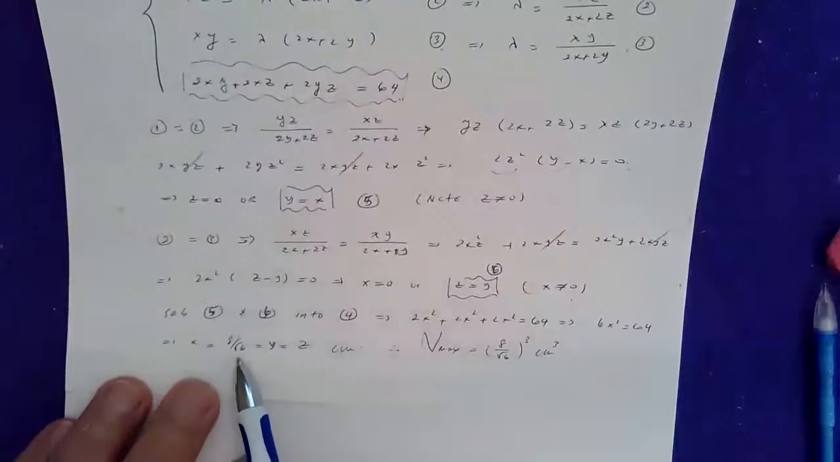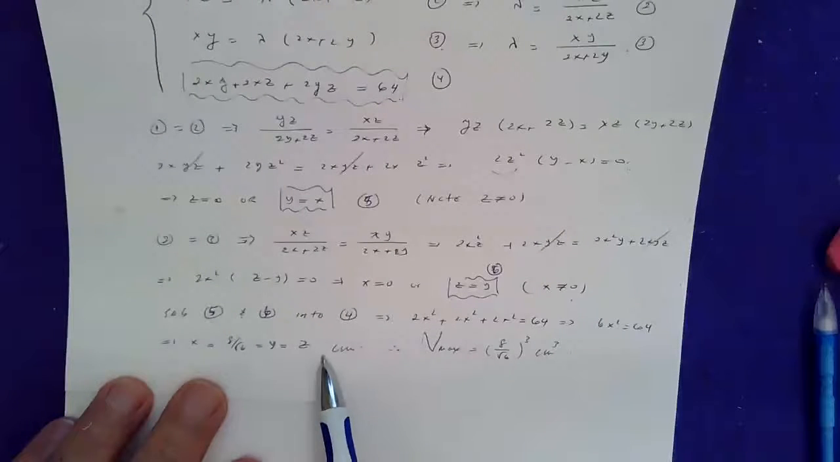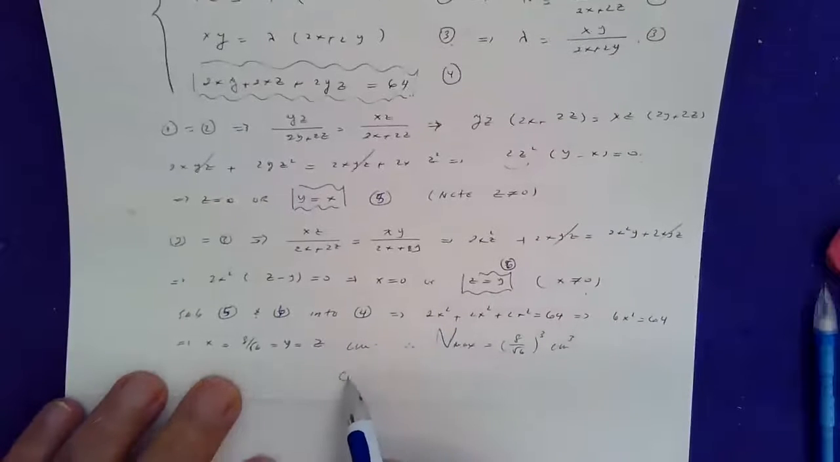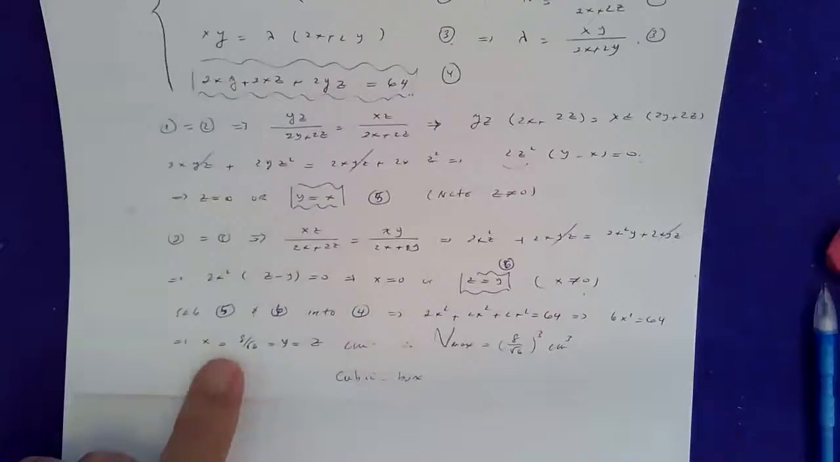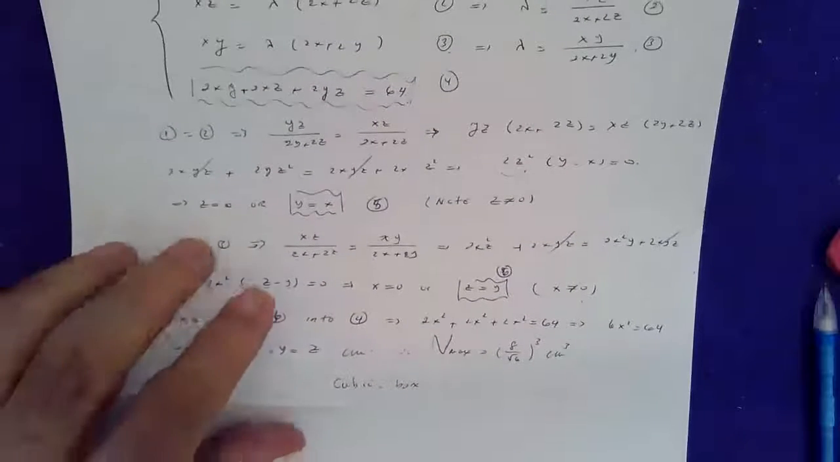So when you solve for x, you get 8 over square root of 6, which is the same as y, which is the same as z. So the maximum volume is 8 over square root of 6 cubic centimeter. Notice in this case, the box is a cubic box. You see it because the dimensions came up to be the same.